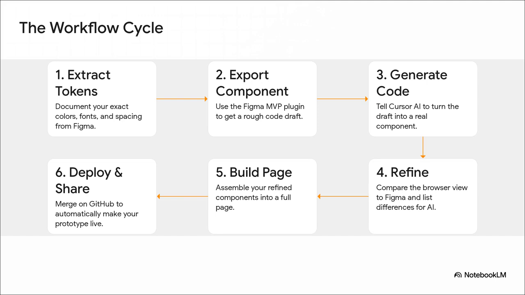So here it is, the whole process in one look. It's just a simple 7-step loop. You pull out your design tokens. That's like the DNA of your design. You export a component. The AI generates the code for you. You tweak it a bit, build out your page, push it to GitHub, and boom, it's live. The best part? It's a cycle. You can do it over and over again, making your prototype better with each loop.